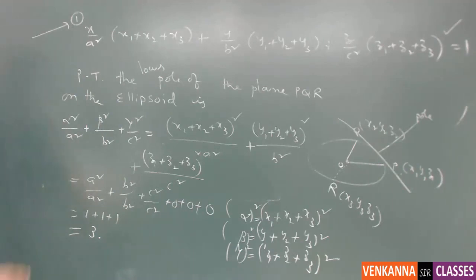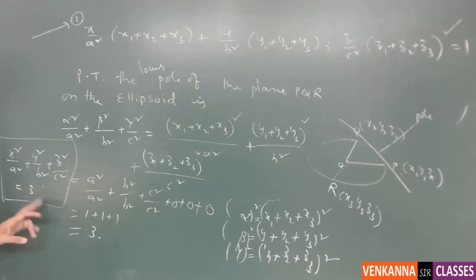The locus is nothing but x square by a square plus y square by b square plus z square by c square is equal to 3. This is the required locus. Please take a note of that. After noting, please inform. Any questions for anybody? Yes or no? Right. I will take the next problem then.